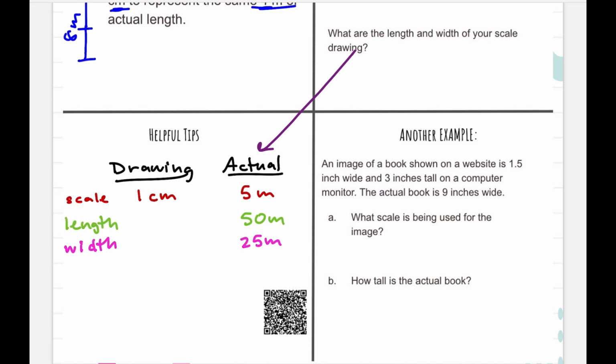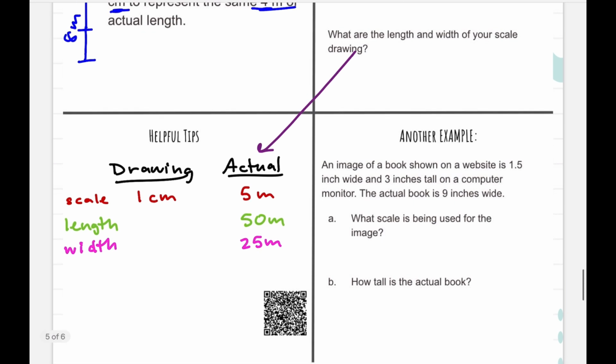So it looks like when I organize this information, I need to find how long to draw it and how wide to draw it. And in order to do that, again, let's always acknowledge I'm measuring in centimeters in the drawing, meters in the actual, but now I want to look for a connection between the numbers. Do you see how 1 and 5 could be connected? How does a 1 change to a 5? We multiply by 5. So what am I going to do to go backwards? We need to divide by 5.